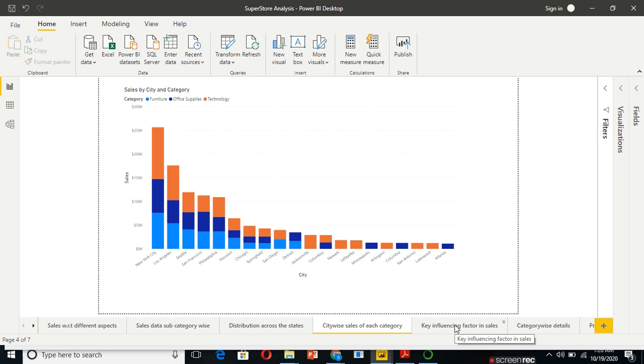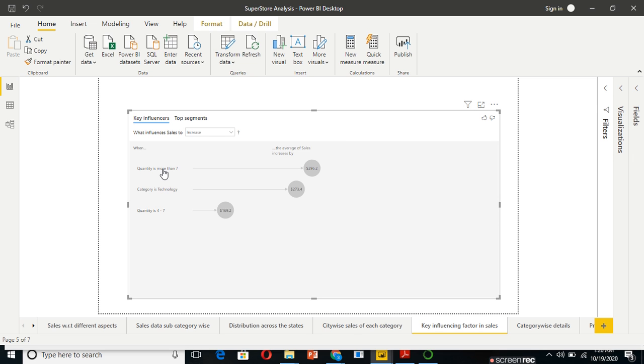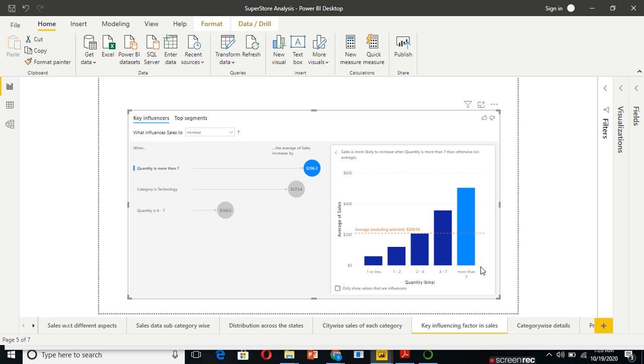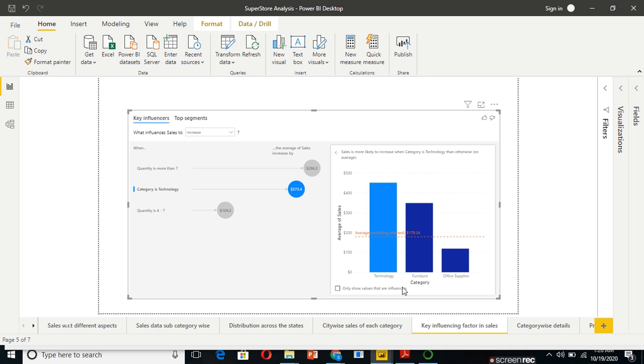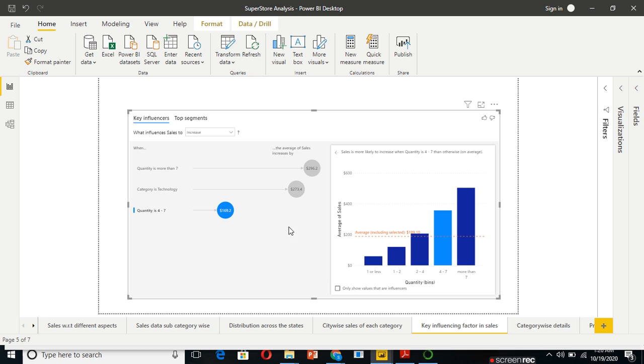Okay, now we'll see what the key influencing factors in sales are. Suppose you see quantity: wherever the quantity is more than 7, it's basically more the quantity, more the sale. Whenever there is more sale, in this case the category is technology. So wherever the sale is more, technology, then furniture, and then office supplies are working as per the performance.